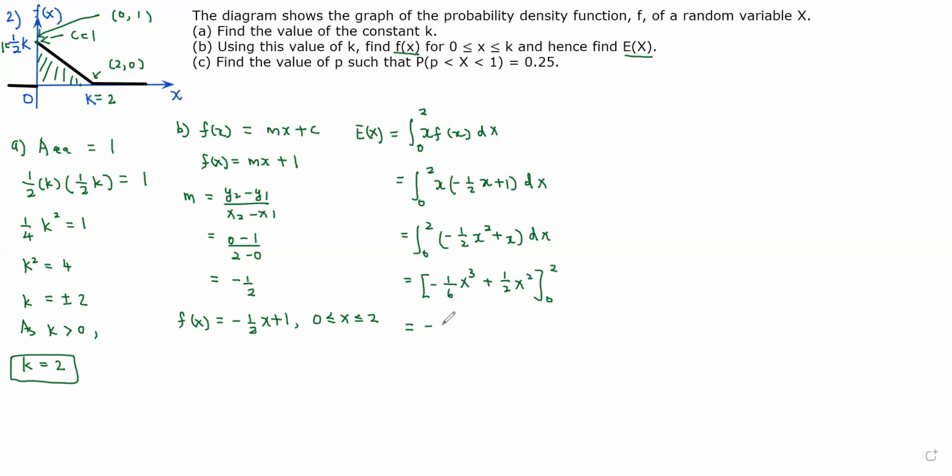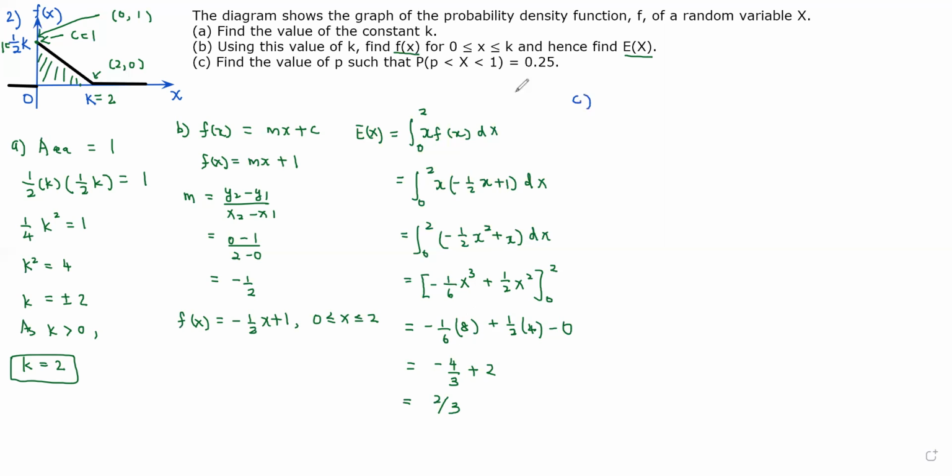Evaluating, we have negative 1 over 6, replace x with 2, that will give us an 8, plus 1 over 2, that is a 4. At 0, everything is just 0. So this will give us negative 4 over 3 plus 2, which is 2 over 3. The expected value of x is then 2 over 3.